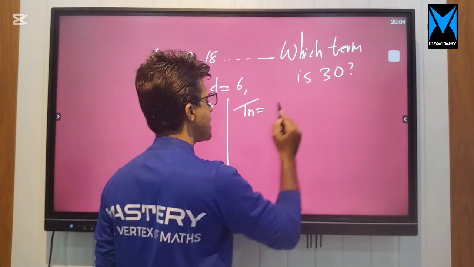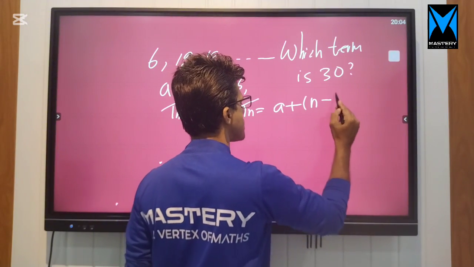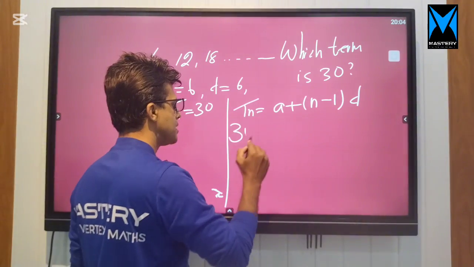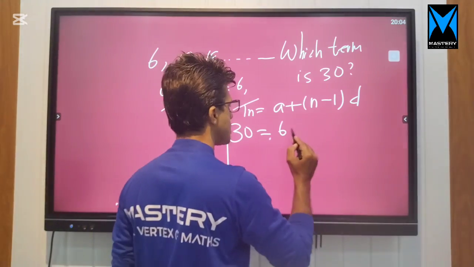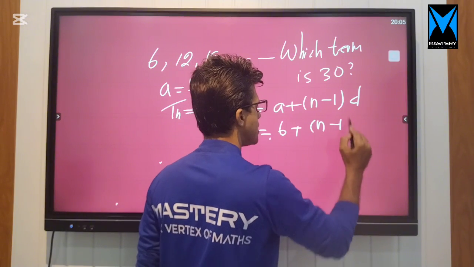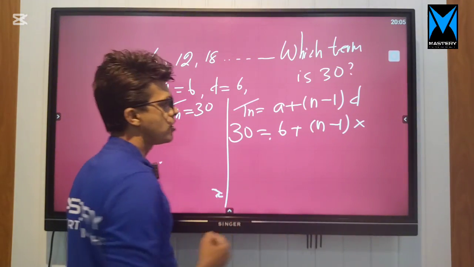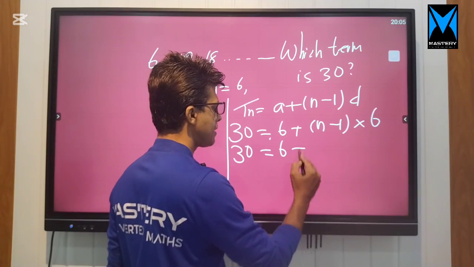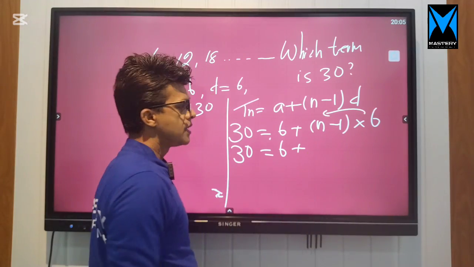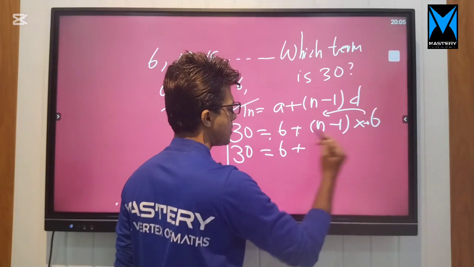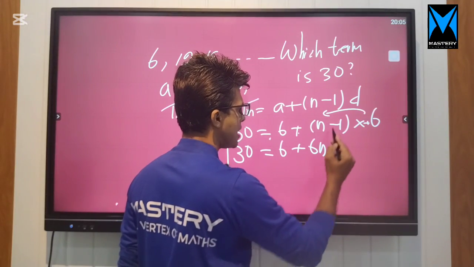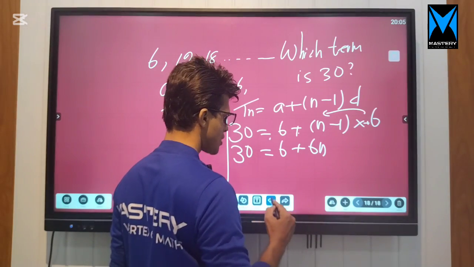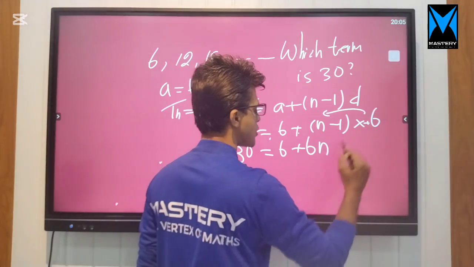Then Tn equals a plus n minus 1 times d. So we substitute: Tn equals 30, a equals 6. So n minus 1 times d. What's the value of d here? d equals 6. So 30 equals 6 plus (n minus 1) times 6. This is an equation. You need to remove these brackets. Plus into plus is plus, 6 times n is 6n. Then minus into plus is minus 6.